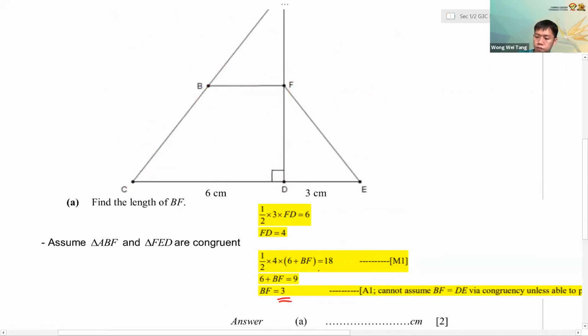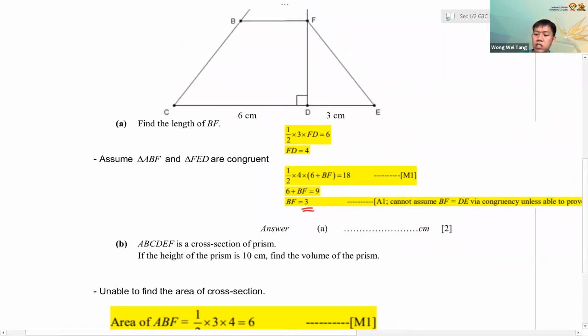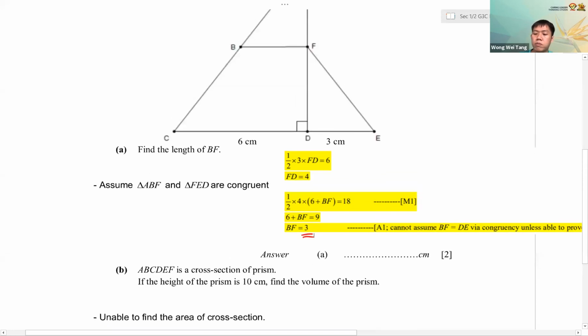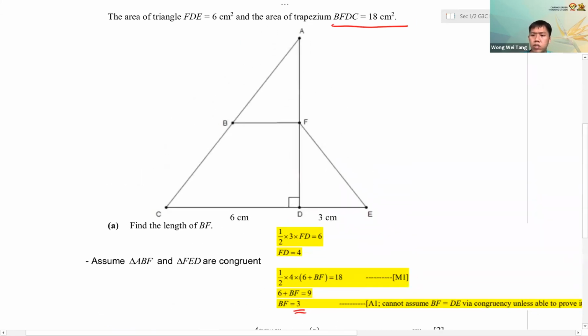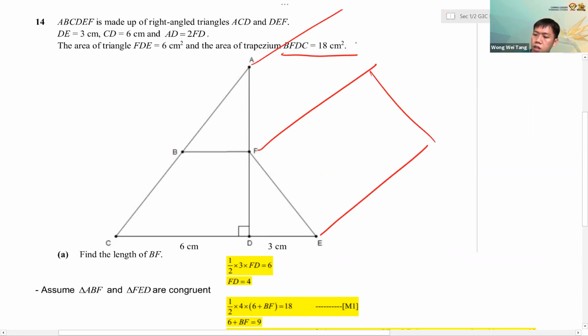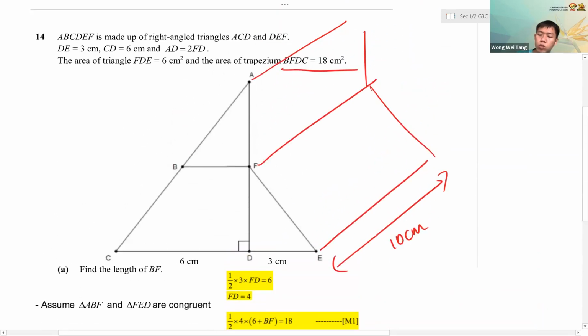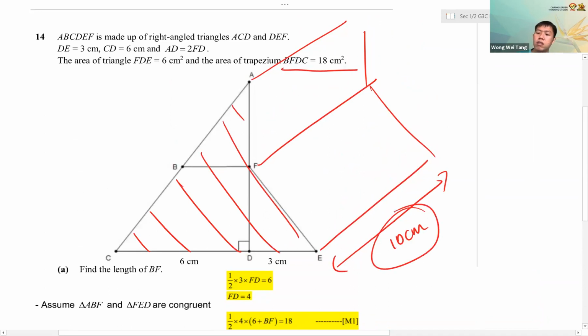Next one. They tell us that this is the cross section of a prism, and the height of the prism is 10 cm. So where is the height of the prism? This is the cross-sectional area. The height is found here. Okay, so this distance is our 10 cm. In order to find the volume, I need to find this cross-sectional area multiplied by 10.